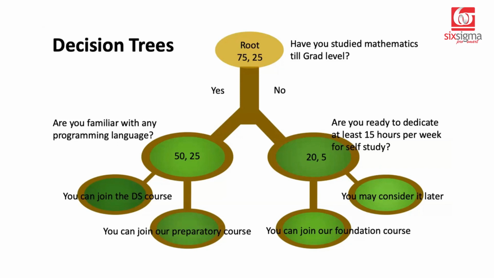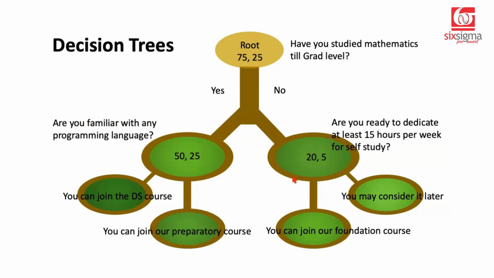This is not what is followed in practice while deciding whether somebody should be admitted to a data science course or not. But just for illustration purposes, we use this here. Now you may be wondering, how do we actually decide which variable should occupy this place? Which variable should occupy this place?